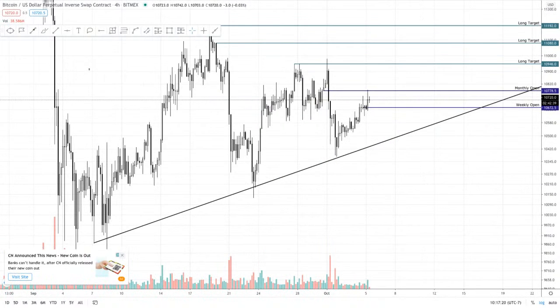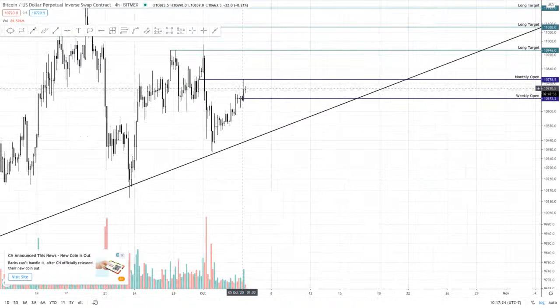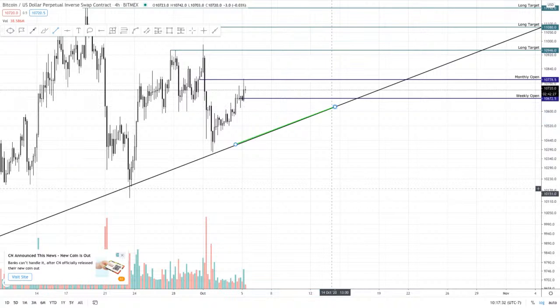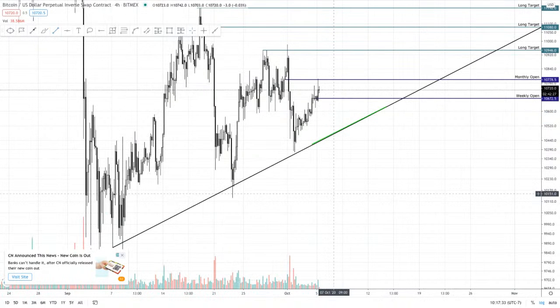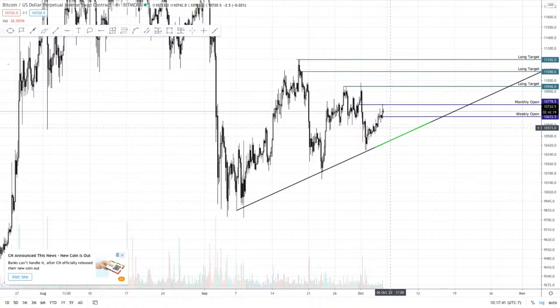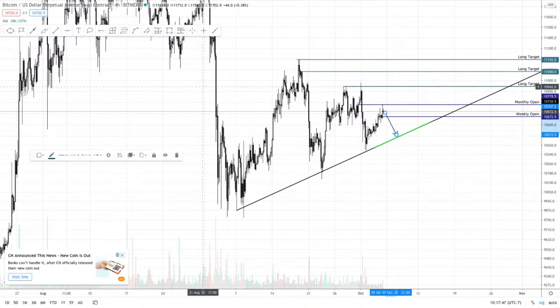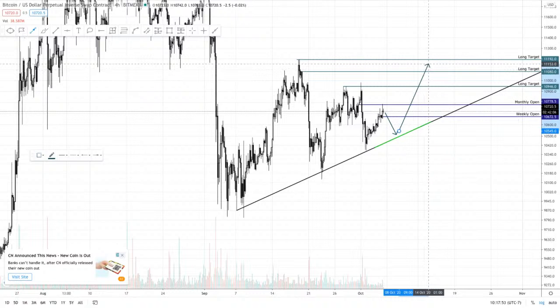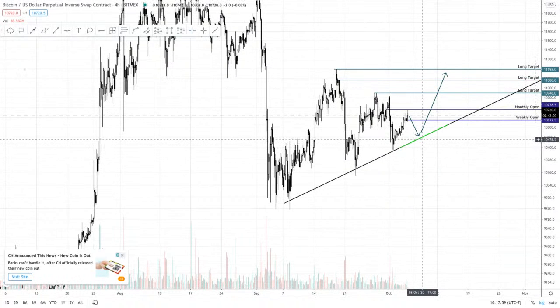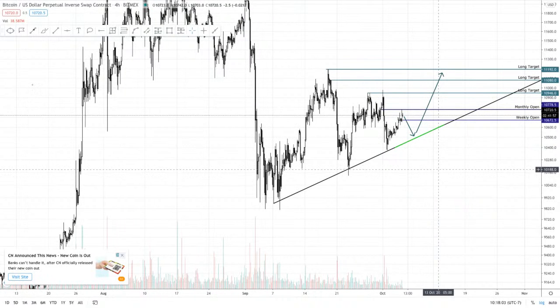So the next time price comes down to this area, I'll make it green. The next time price comes down, which it's looking like it's about to, we should get another last bounce to push us. So it should do something like this. Come down, bounce here, bing, hit through these targets. However, if we break this green line, it's just going to fall down to these targets here.